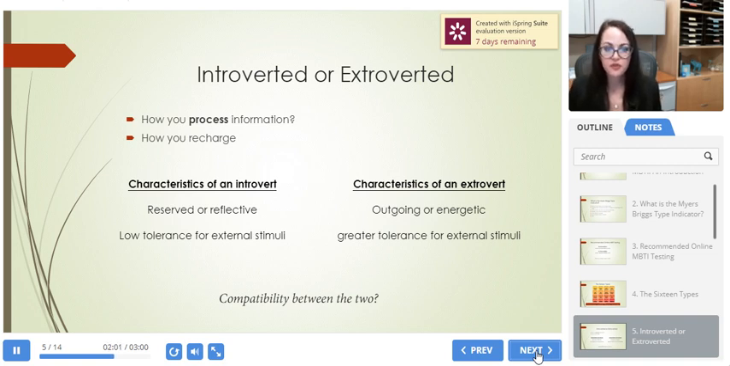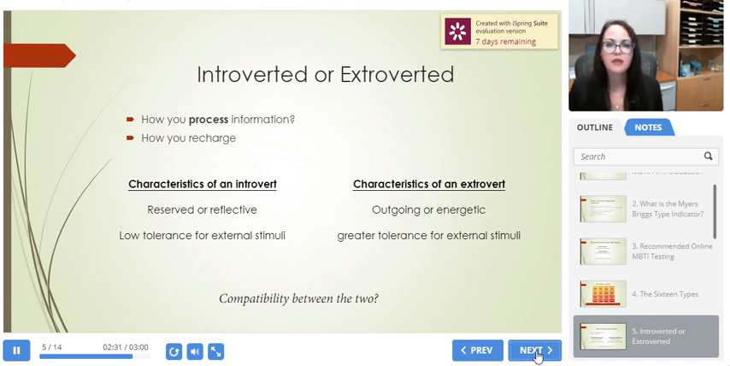So, characteristics of an introvert. They're usually very reserved and reflective, and they have a low tolerance for external stimuli. A lot of introverts enjoy social events. They enjoy going out, but there is a tolerance where they might start to feel a little overwhelmed, a little drained, and they need to retreat and regain their battery. What are the characteristics of an extrovert? They're very outgoing, they're very energetic, and they do have a greater tolerance for external stimuli.